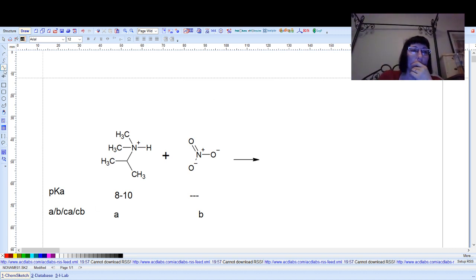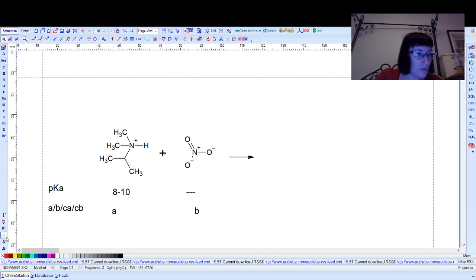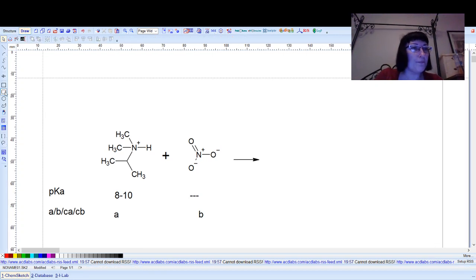So the way this works is your base is what attacks the proton on your acid. I don't usually start covering this until a little bit later on, but here we go. The lone pair of electrons on the oxygen will grab that hydrogen.